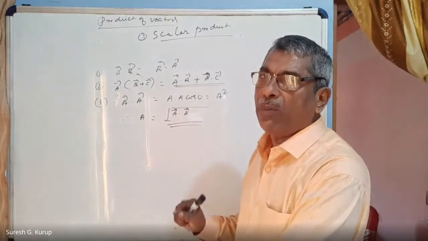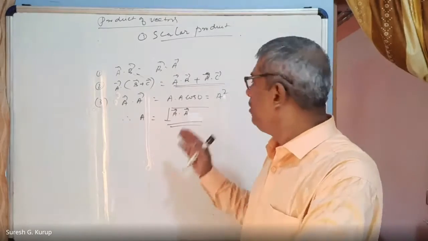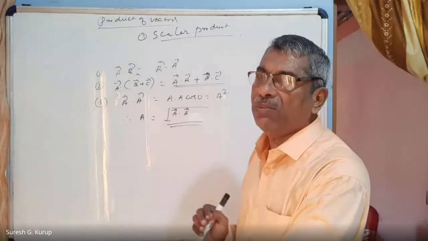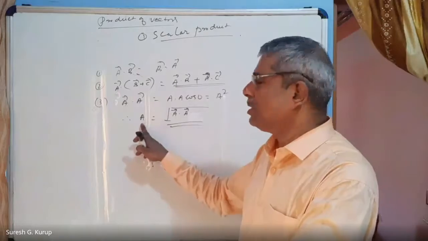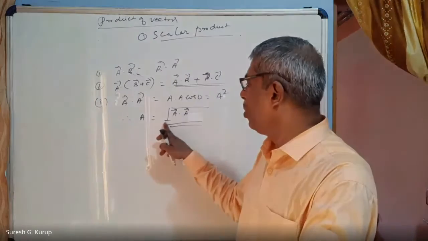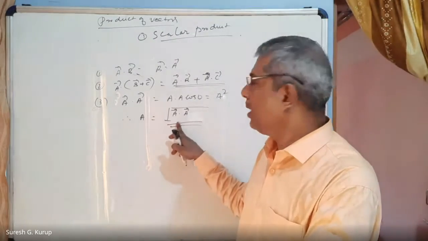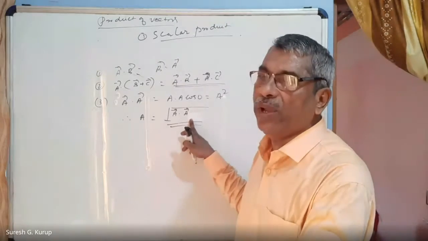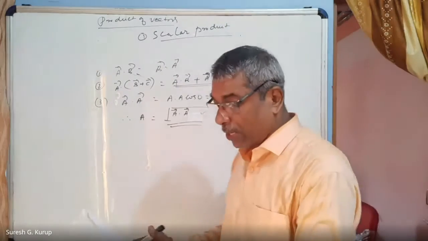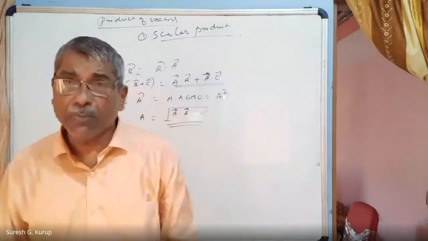So a vector multiplied with the same vector gives the square of the magnitude of the vector, right? Or in this case, the magnitude of vector A is equal to the root of vector A dot vector A. This is another property, right? Next is property number 4.